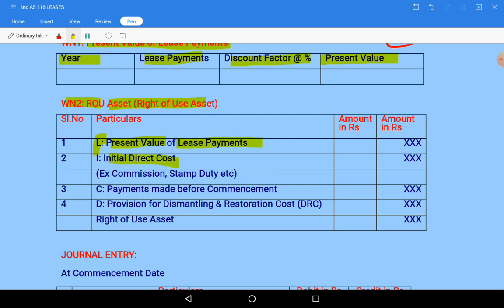I for initial direct cost, if any, that will be taken, that is commission, stamp duty, etc. C for commencement: before commencement, if any advance payment is made, that value, and provision for dismantling and restoration cost. If there are any dismantling charges or restoration of the asset, that provision will be made.